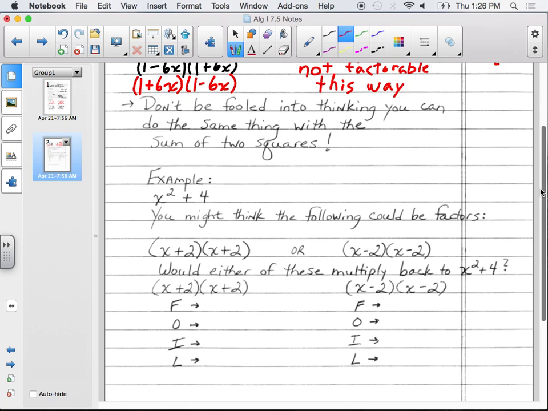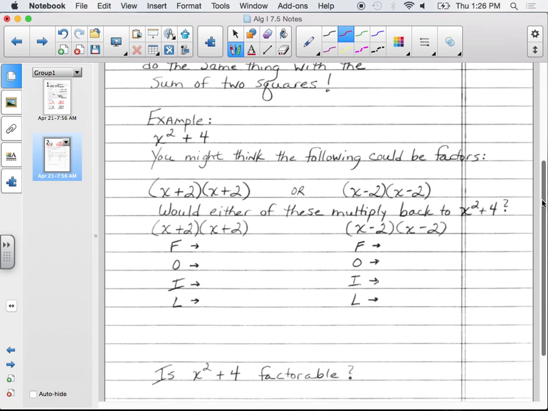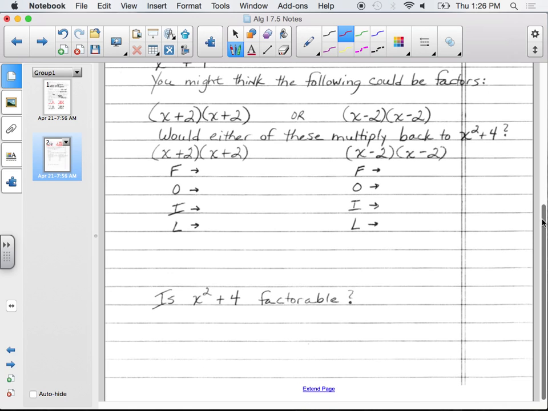So, we have an example right there. x squared plus 4. Is x squared a perfect square? Is 4 a perfect square? Yes. Is there an addition sign in there? Yes. So this would be an example of a sum of two squares. Alright, so what a lot of people think they could do is just factor this right away as x plus 2 times x plus 2, or they think x minus 2 times x minus 2 would work. No. So you guys FOIL those out and see if you actually get x squared plus 4.